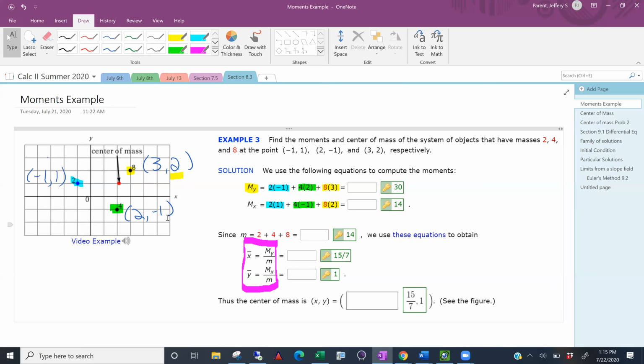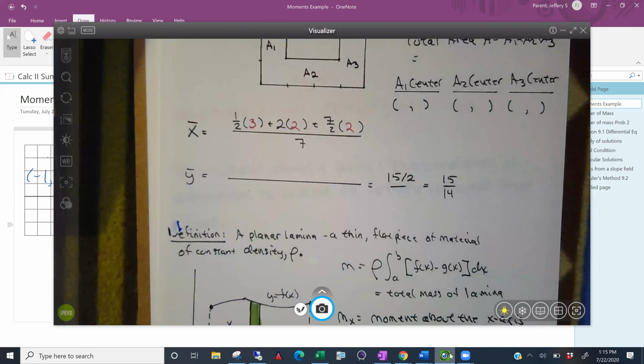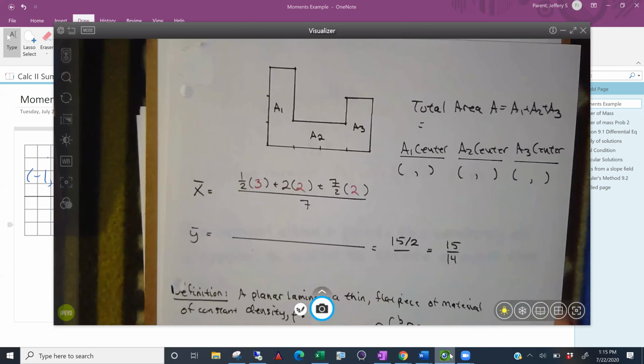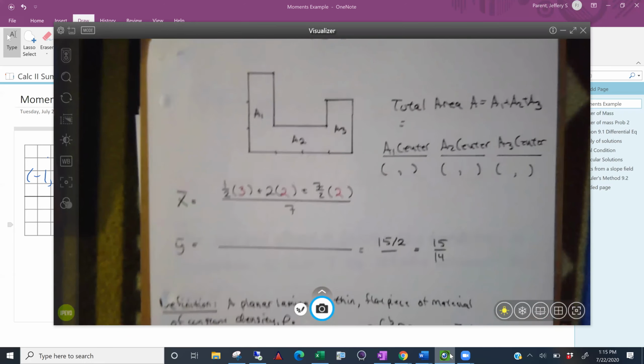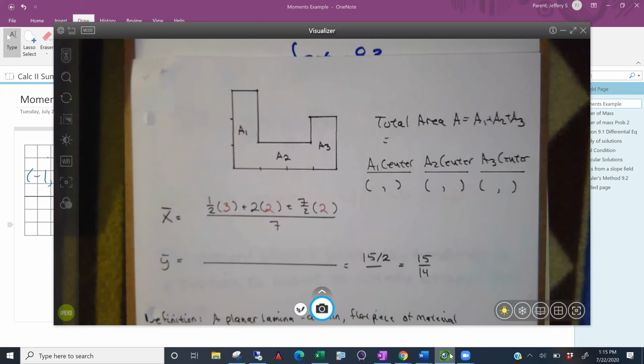Okay. I did send you guys a handout the other day, or actually earlier. So let's take a look at it. And for that, I'm going to switch over to here. And let's see if we can find the center of mass for an object like this. So, center of mass for an object like this, well, we're going to have to do a few things here.